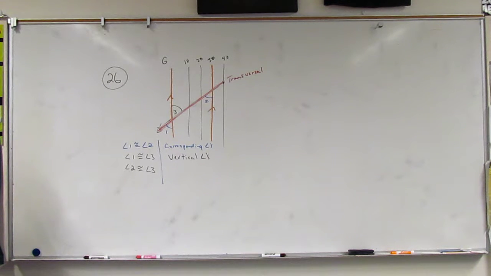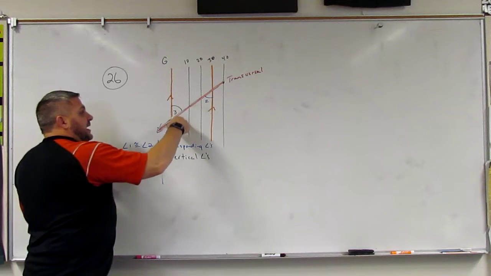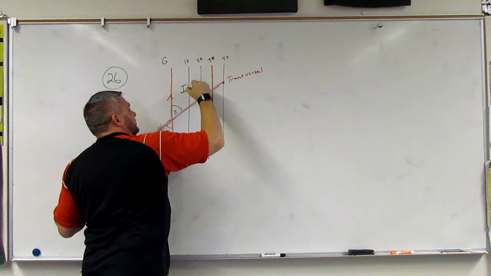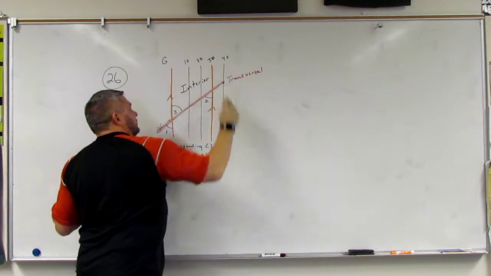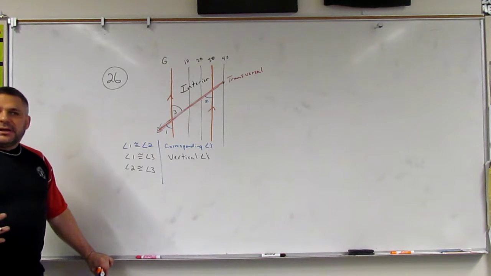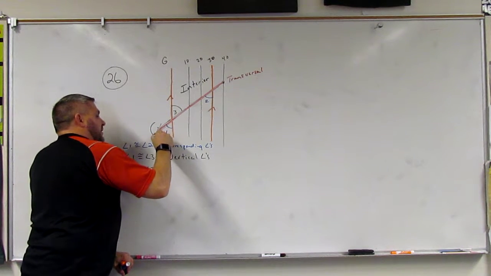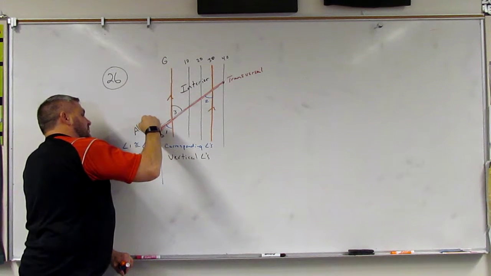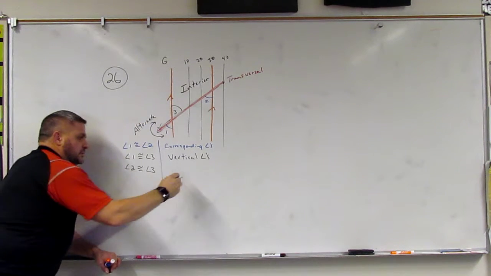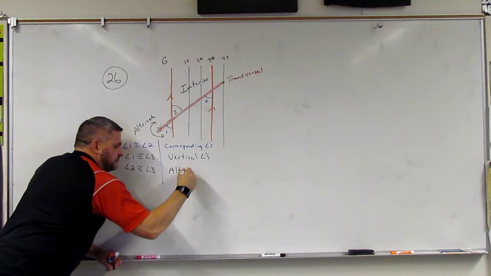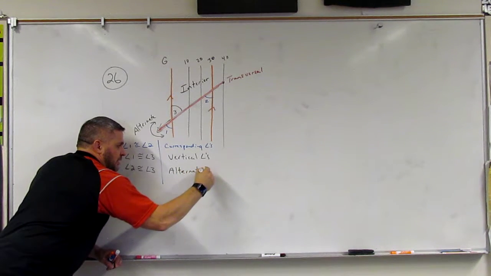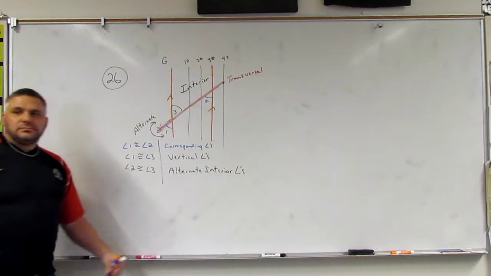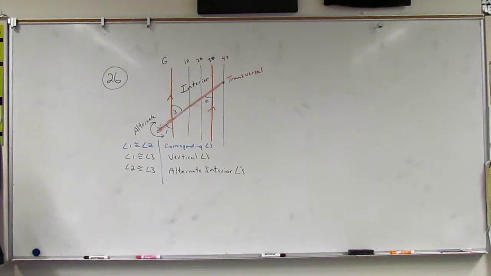And the new rule we have is interior. They're interior because they're inside the lines. And they're called alternate because they alternate around the transversal. So alternate interior. So they would be called alternate interior angles. Okay?